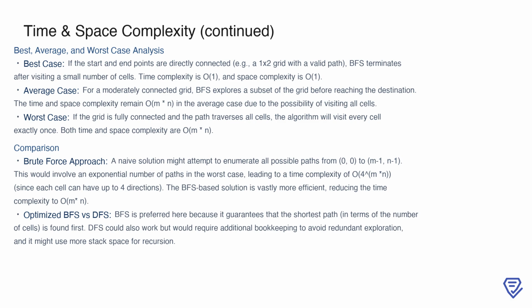In the worst case, the grid is fully connected, and the algorithm must traverse every single cell once before reaching the destination. This scenario also leads to O(m*n) for both time and space complexities. Comparing this to a brute force approach, which might enumerate all possible paths and have an exponential time complexity of O(2^(m*n)), our BFS-based solution is dramatically more efficient. Additionally, BFS is preferred over DFS in this context because it guarantees the shortest path is found first and avoids the extra stack space required by recursion in DFS.